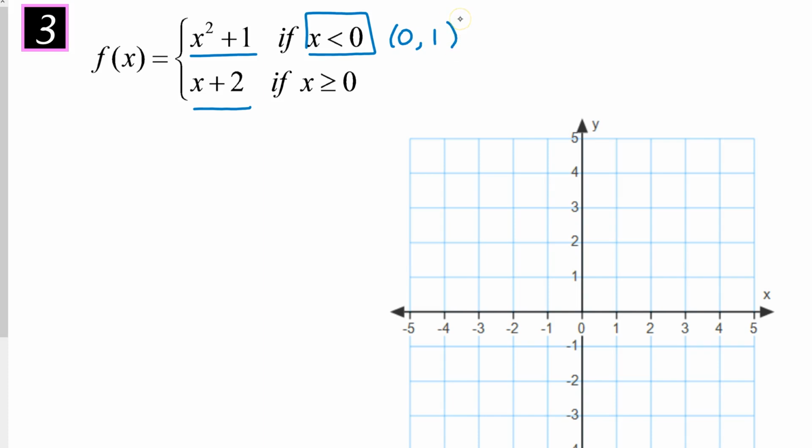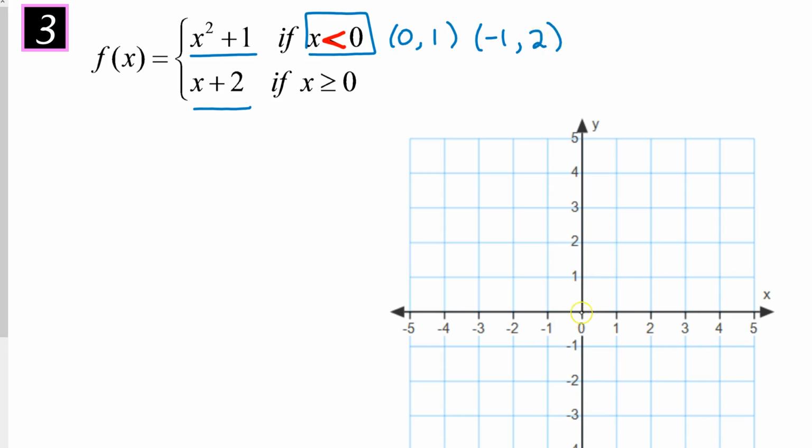Now, that's an open circle because we're not actually including 0. It just says less than. It doesn't say less than or equal to. So that's going to be an open circle. And then I'd like to find another couple of points on the parabola. So how about if I choose -1 for x? Remember to choose something that is less than 0. So if I choose -1 for x, we get -1 squared plus 1, that's 2.